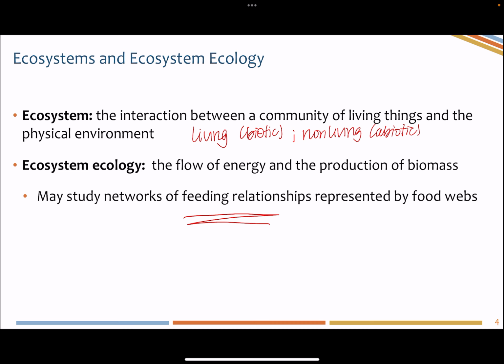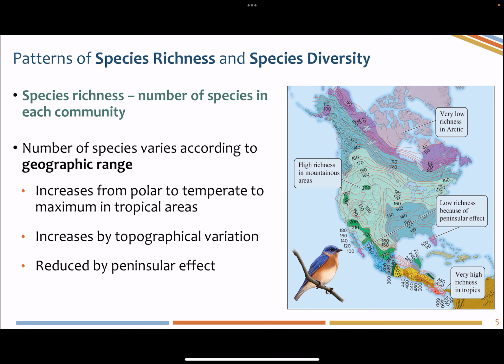One of the most important aspects of a community is the number of species in it, but not just the number of species in it, but also their distribution. What is the relative abundance of a particular species compared to another? Are there a lot of one type, or are they evenly distributed? And so there are two different factors that go into determining how much diversity we have in a particular environment.